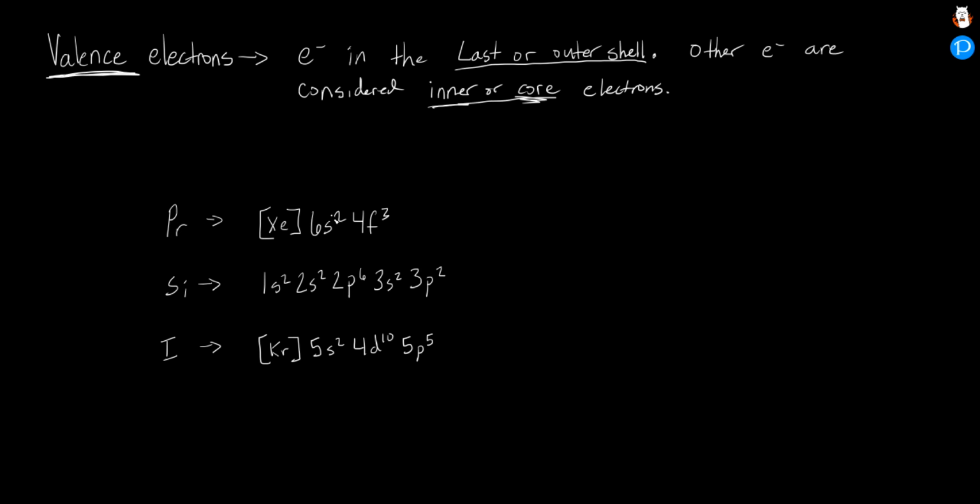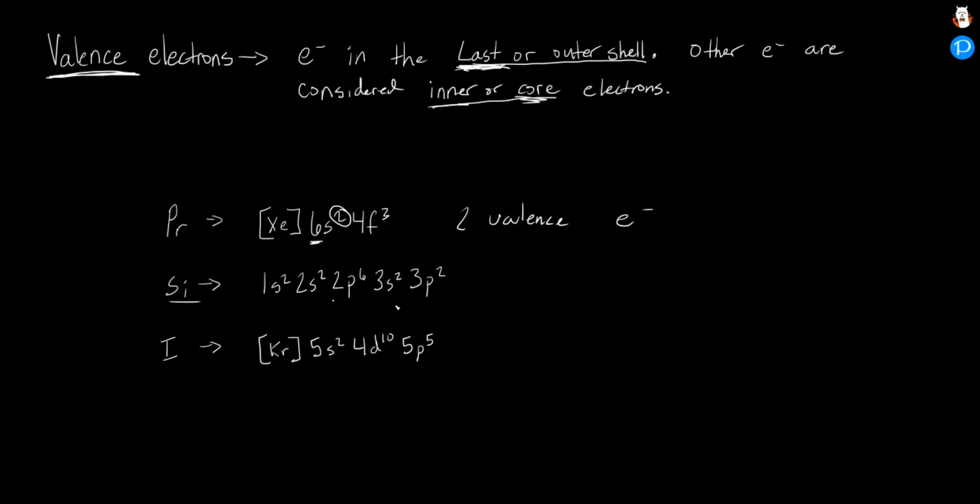The way we identify valence electrons, again, is we're just looking at which electrons are in the last or outer shell. So if we look at these electron configurations, for the first one, the one we just did, praseodymium, we've got xenon in brackets, then 6s2, 4f3. Remember, it's the last energy level, so that would basically just be the highest number that I've got in my electron configuration. 6 is the highest it goes to, and I have 2 electrons in that sublevel, so this element has 2 valence electrons.